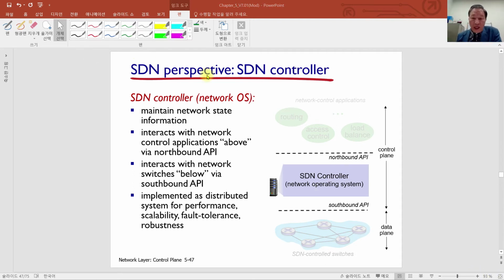Here we are learning about the SDN controller. Still we are learning about the SDN perspective, but we are focusing on the SDN controller here. This one is the control plane part. And we are calling this an API, think about a map. This bottom side is south. Thus this is the southbound API, and the upper one is called the northbound API.